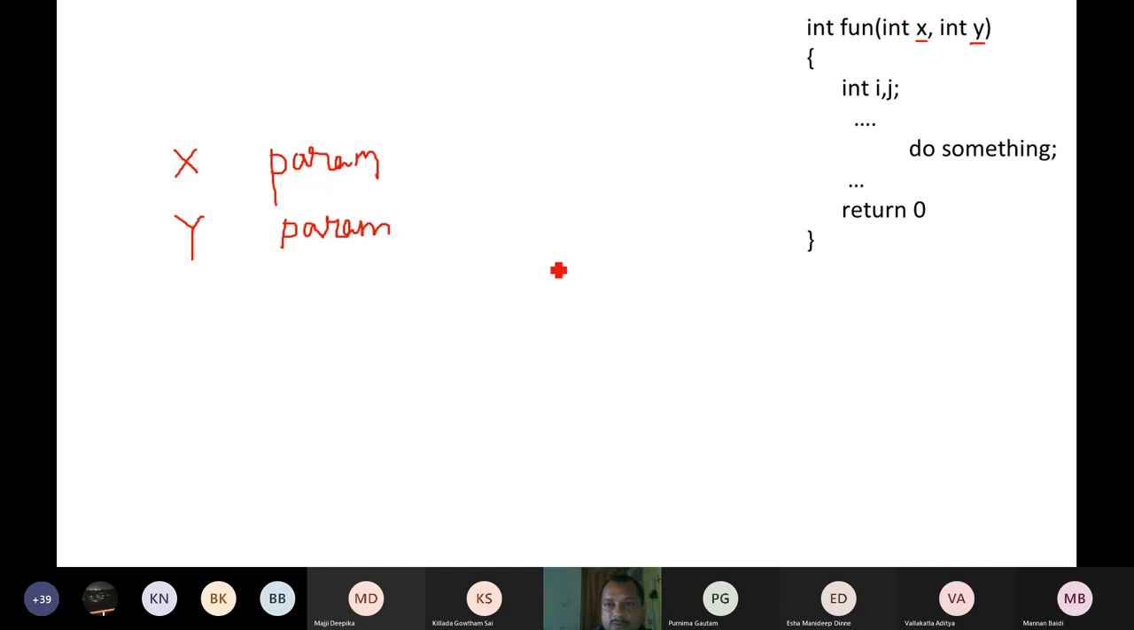Next, what more information do you want? What is the data type? So I will have the data type, integer, integer. Next, I need to know how much memory is required to store this variable. That information you get using the sizeof operator. Here I am mentioning, say, 4 bytes and 4 bytes.